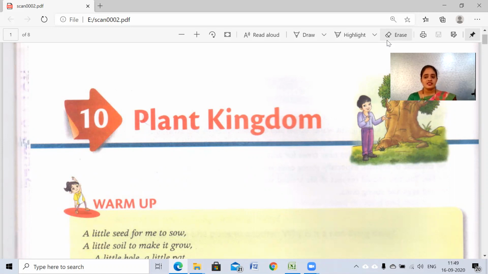Okay. Children, you know that in our surroundings, we can see a number of plants. Small, big. Is it? So in this lesson, you are going to study about different types of plants, the uses of plants, and how we living organisms depend upon plants. Okay, let's move to the lesson.